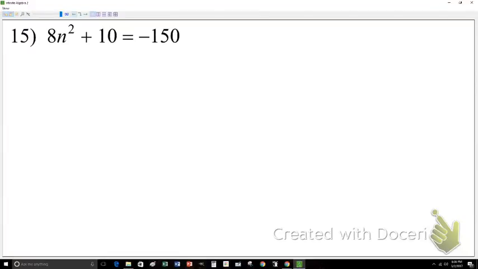So number 15 here is nice. We won't actually have to rationalize at the end of this one. We won't be left with a fraction, so we won't have to worry about rationalizing. We will have to worry about simplifying a radical, though.